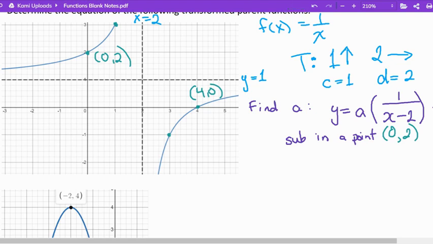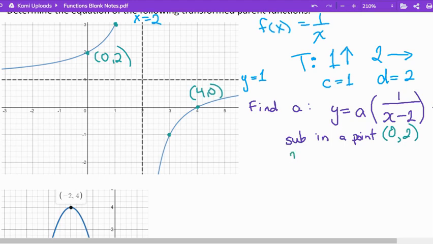So for the reciprocal, it will be taken care of in the a. So we're expecting that our a value will be negative because this could be a vertical flip, right? Okay, so let's sub it in.